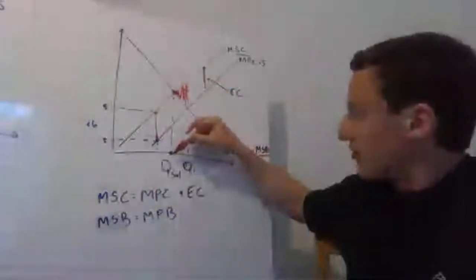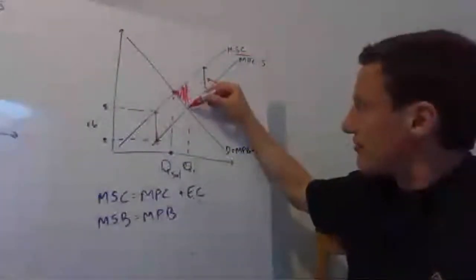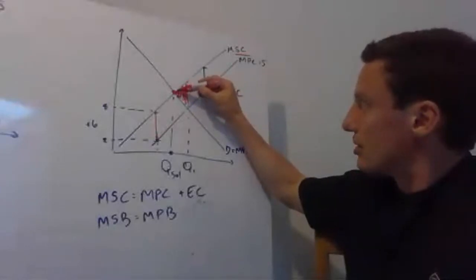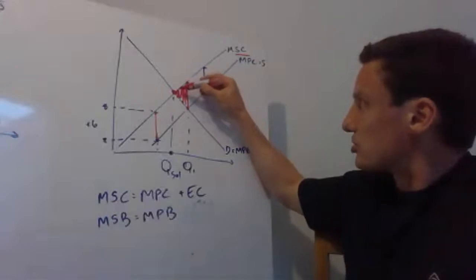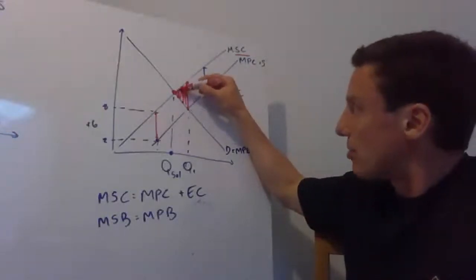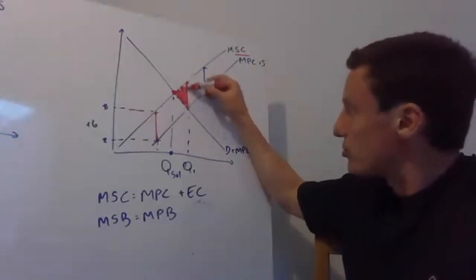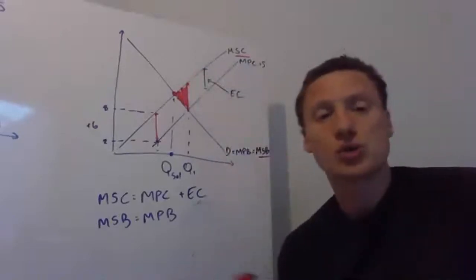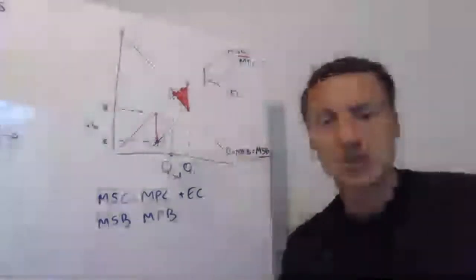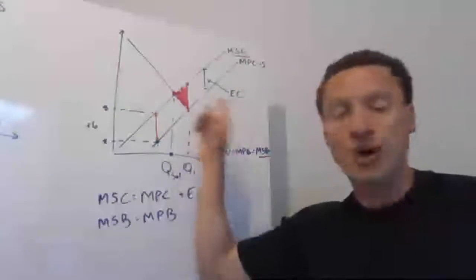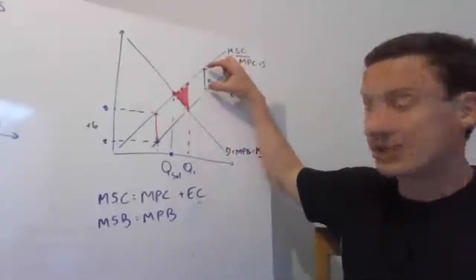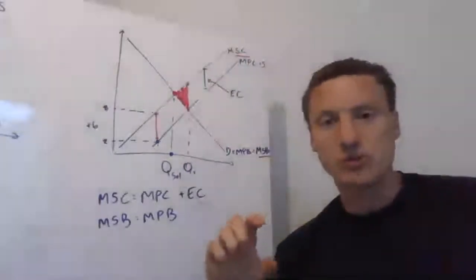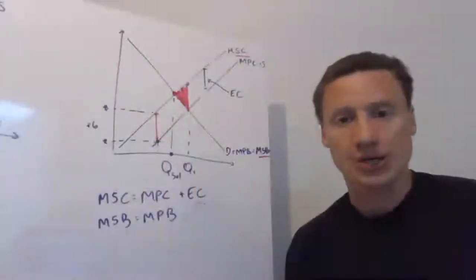For every unit after that, the benefits are lower than the costs. So we're adding up all of those units for which the social costs are bigger than the social benefits, and that gives us that area there, the welfare loss. That's not the external cost area. The external cost is just the straight line distance between the two lines. That's called a welfare loss triangle.